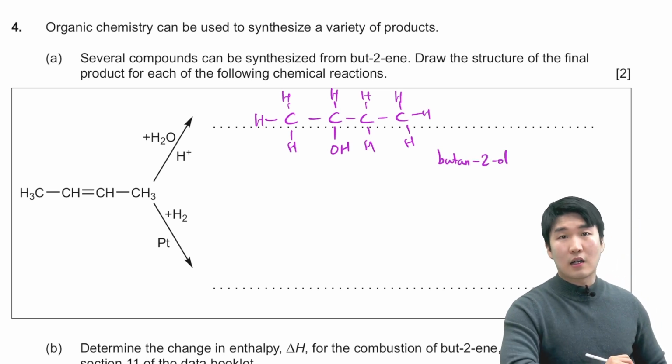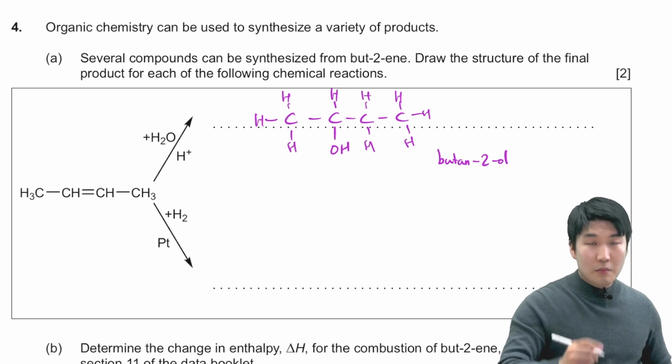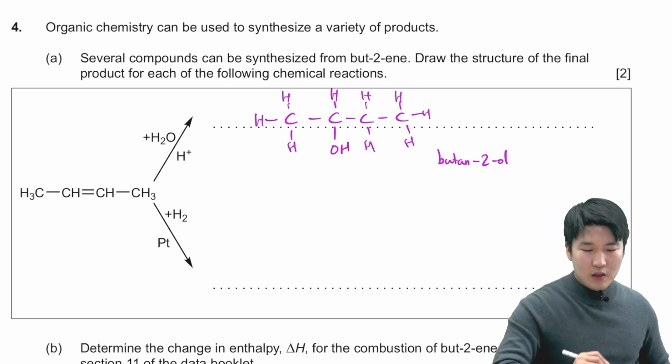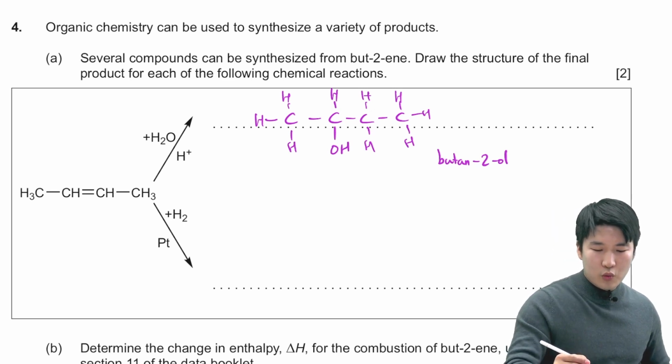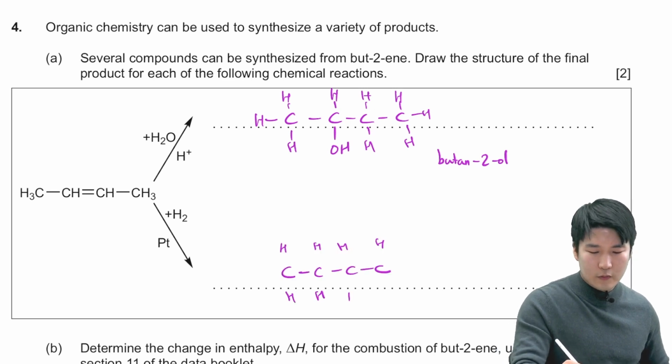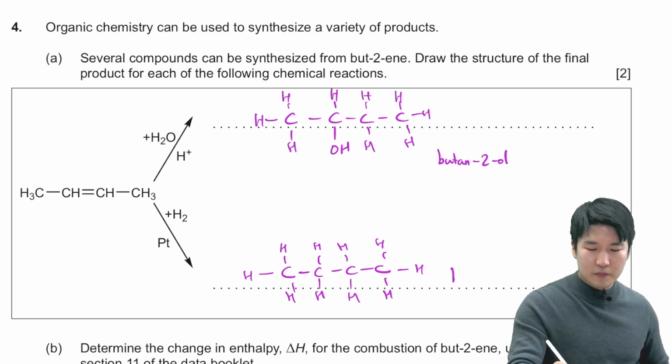Butan-2-ol is our product from hydration. But if we use hydrogen as our electrophile, for the process of hydrogenation, we will be producing an alkane, butane. This may be called hydrogenation or simply reduction, addition of hydrogen.